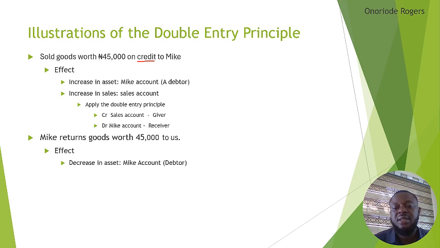There will be a decrease in the assets. The debt, Mike used to owe us 45,000 naira, but now that he returned goods worth the same 45,000 naira, he is no longer our debtor, no longer our asset. So Mike is no longer owing us. So there will be a decrease in asset, then an increase in asset also. Return inward account is going to increase because the goods that Mike returned back to us, we are going to add back to our inventory.